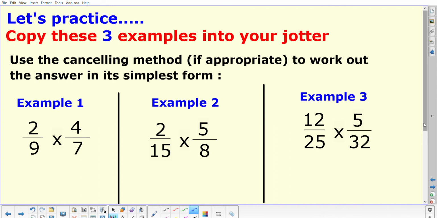So I'm going to go through each of these 3 examples. As you're watching this video, you might want to pause so that you can copy them down, or you can scroll back through and copy them down once you've watched the whole video.